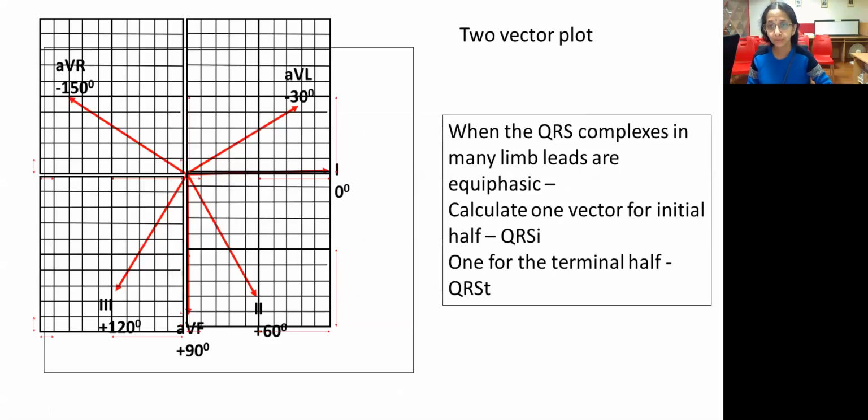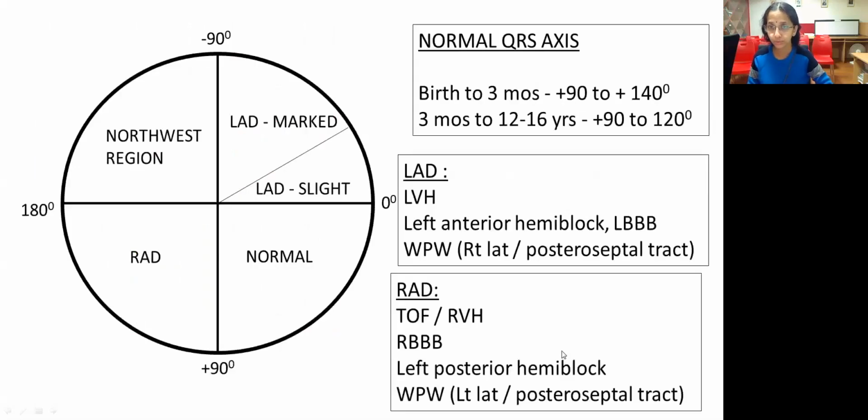So in that situation, you will have to calculate two axes, the initial and the terminal. Initially you see the QR complex net amplitude and plot it, and then you find the S wave axis and plot it. So many times you will have a wide variation in the two. For example, the initial will be in the left lower quadrant and the final will be in the right upper quadrant. But that's how you can find the axis when you have equiphasic QRS complexes in most of the frontal leads.